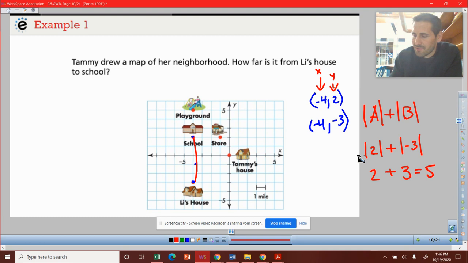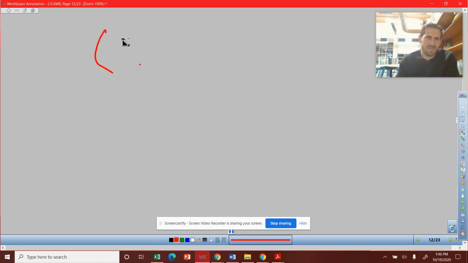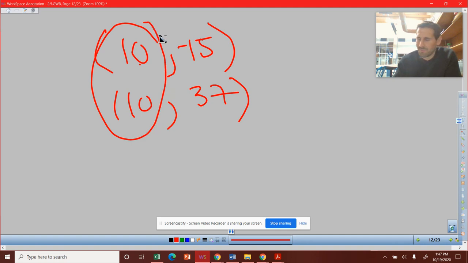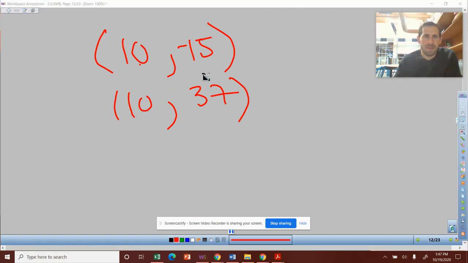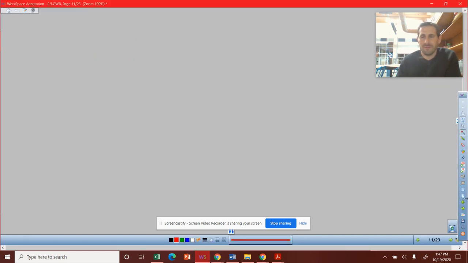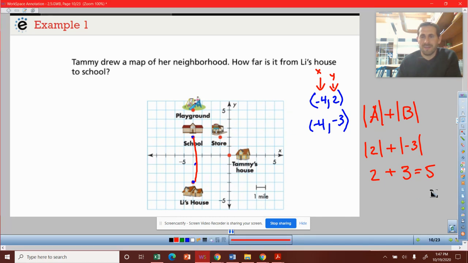So what's going to happen later on, you all will be given a couple points and just asked, hey, find the difference between these points. Now, we don't want to build a graph that goes out to 15 or goes out to 37, but what we can do is notice that these are the same, so we're not finding the distance there, but here are different. So we could do absolute value of 15 plus absolute value of 37, and we can calculate that distance. And so that's what they're asking you to do in the previous problem, is find that distance mathematically.